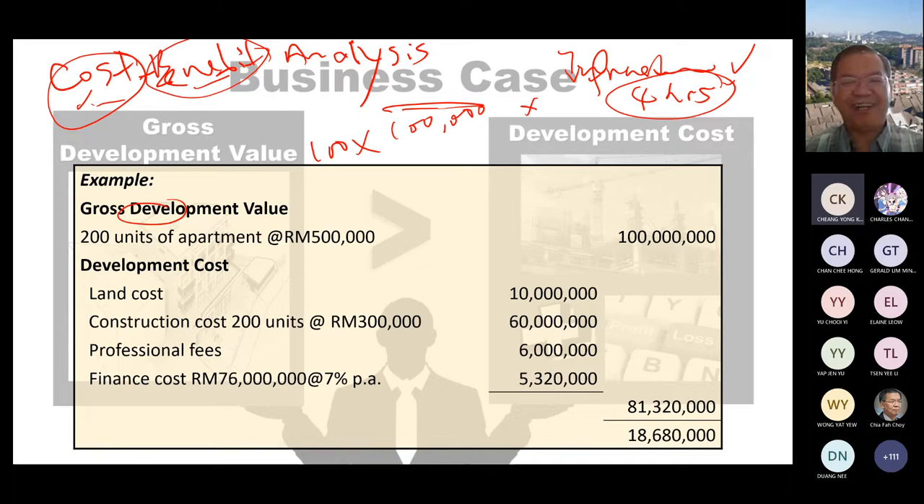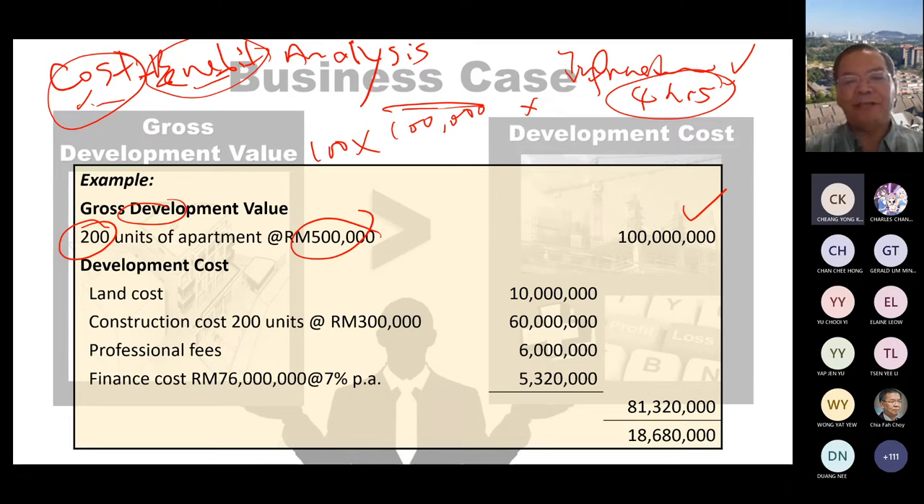Okay, let me continue with this example now. Come back to our development. So for gross development, let's say you estimate for this property, you can carry out 200 units of apartment, and each one can be sold at 500,000. Which means your total sales will be 100 million.